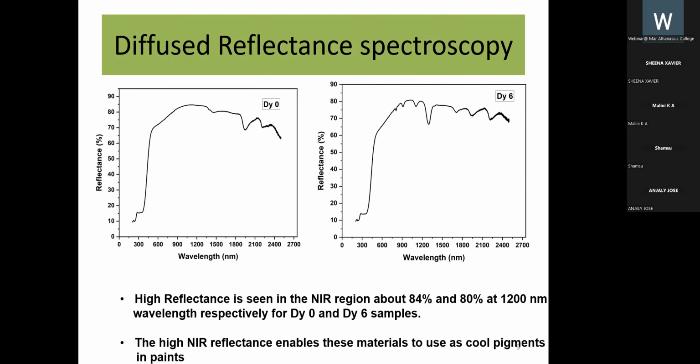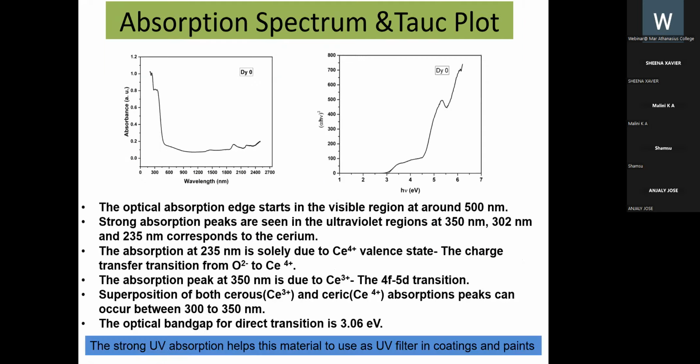In the diffuse reflectance spectroscopy, we can see high reflectance, nearly about 84% and 80% for the undoped and doped samples. This high NIR reflectance enables these materials to be used as cool pigments in paints.